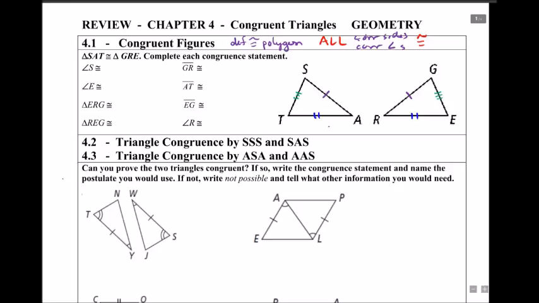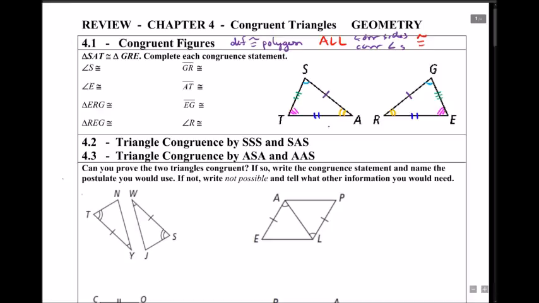And now let's do our angles. And I am going to use different colors here. We know that angle S is congruent to angle G. They are in first position. And then we have angle A is congruent to angle R. Those are in second position. And angle T is congruent to angle E because they are in third position.